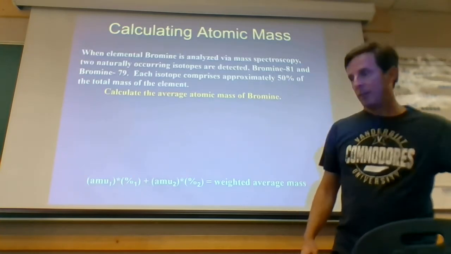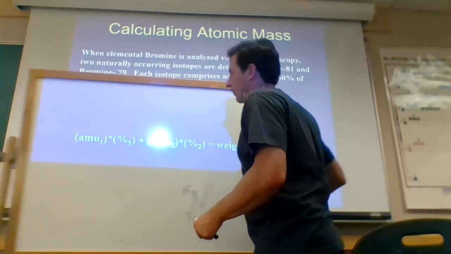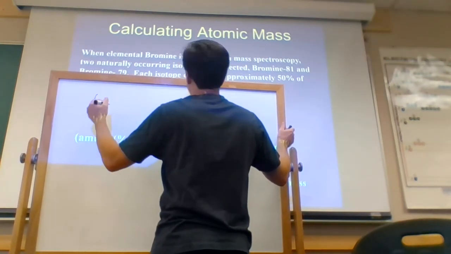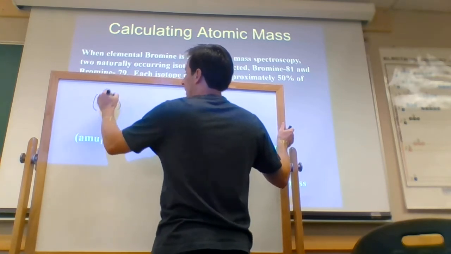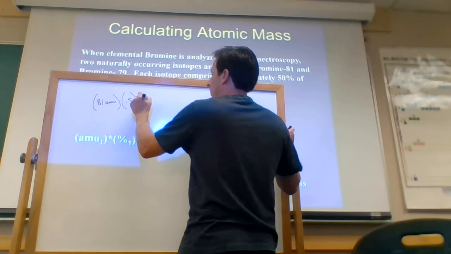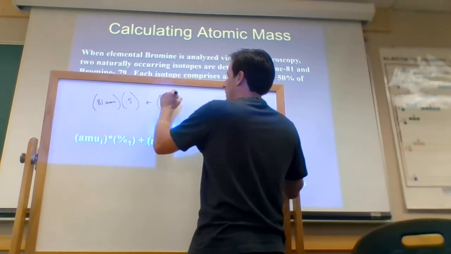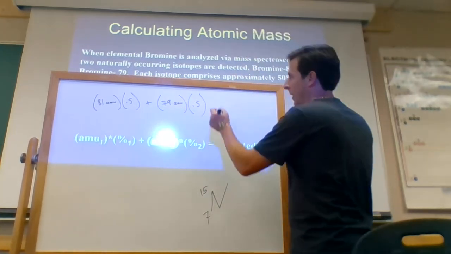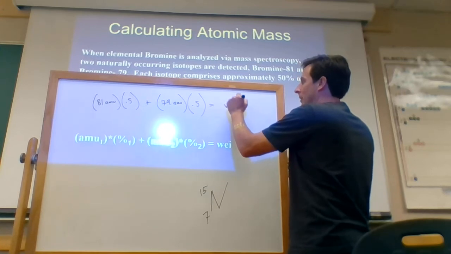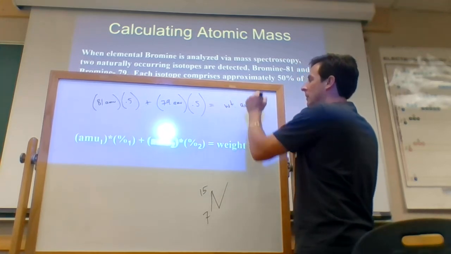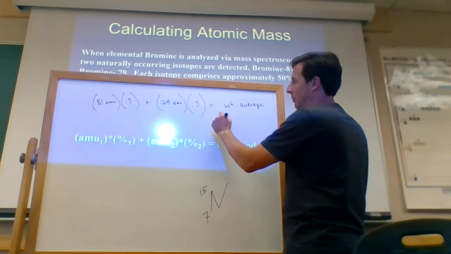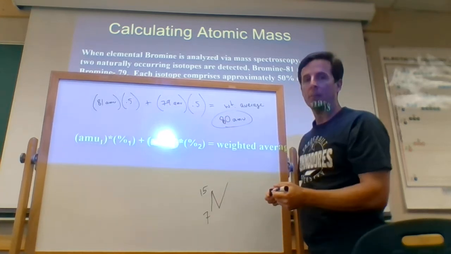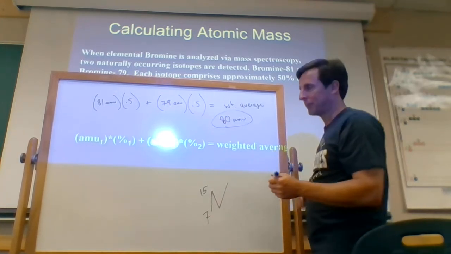So to do that, here I'll do it on my board again. The calculation is going to be, let's call the first isotope that's mentioned in the problem 81. 81 AMUs times 0.5, plus 79 AMUs times 0.5 also. And if you plug all that in, that's going to equal the weighted average, which, if you do that, is going to come out to be 80 AMUs. Okay, so that's how the weighted average is calculated.